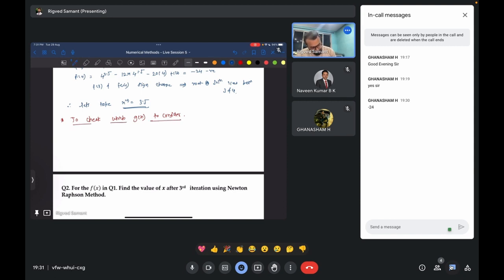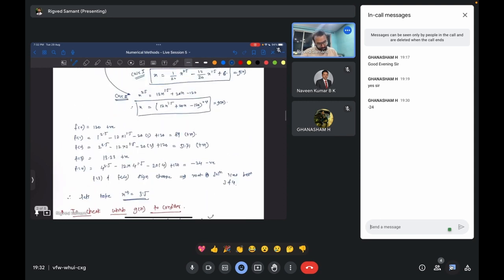First we will take g of x, perform the first derivative of that function, and put in x equal to 3.5, and check its sign. If it's less than 0, then you consider it. If it's greater than 0, you reject it.